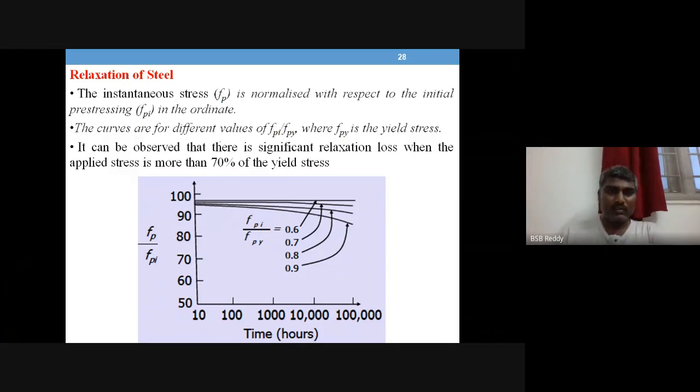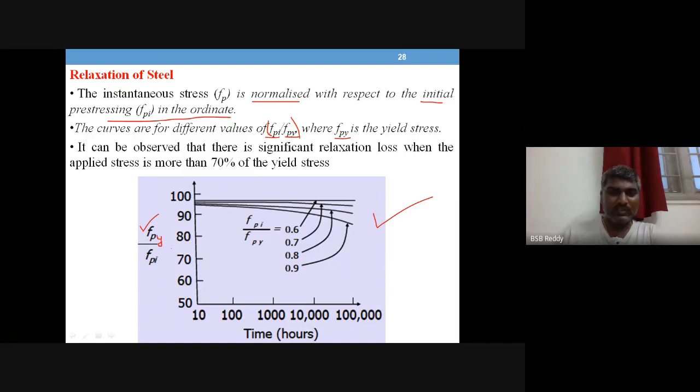Coming to this diagram, the values are normalized with respect to the initial pre-stressing force. That means the pre-stress, fpi, which is the initial pre-stress, and the yield stress in the pre-stressing steel, fpy, are put in terms of a ratio, just a number.